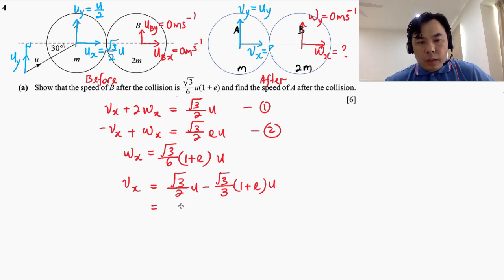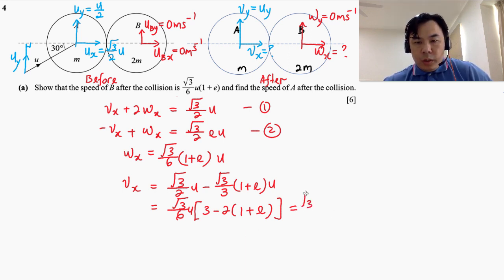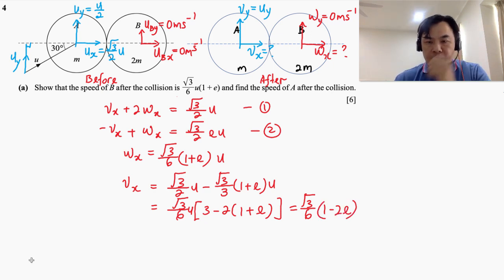Okay, that is typically, I can actually write down like this. 6 for instance, I just place my u outside, it's easier. So 6, this one will be a 3, and then this one will be a 2, 1 plus e. Okay, and then that would yield, what do we have here? Root 3 over 6, and then that will be a 1 minus 2e. And then there you have it, right?